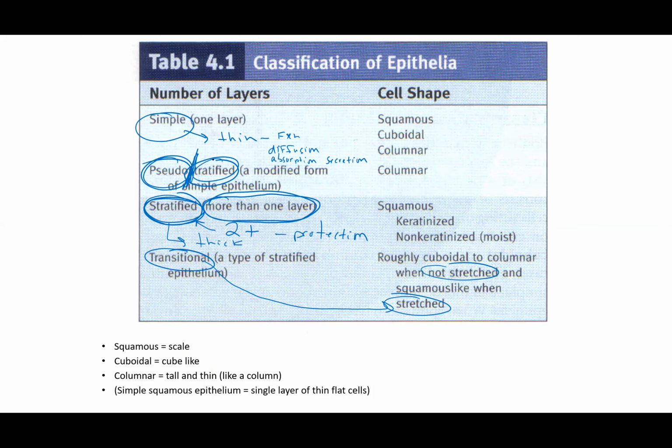Now let's look at shape. If the cell under a microscope looks like a fish scale, they call it squamous.